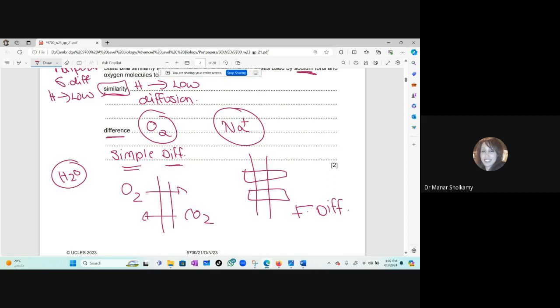You need to study the lesson to answer this question. The similarity is that they will both move from high to low concentration by diffusion, but the difference is that oxygen moves by simple diffusion and doesn't need a transport protein. Sodium ions are polar and charged. They cannot cross the hydrophobic layer of the cell membrane. So they need special transport proteins.